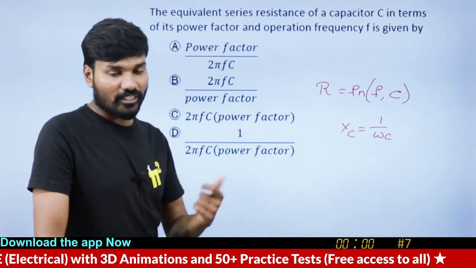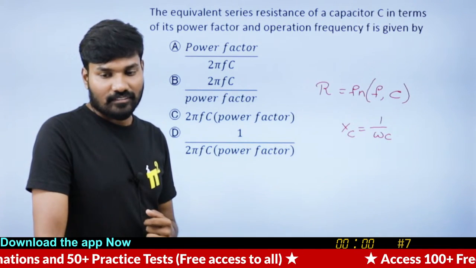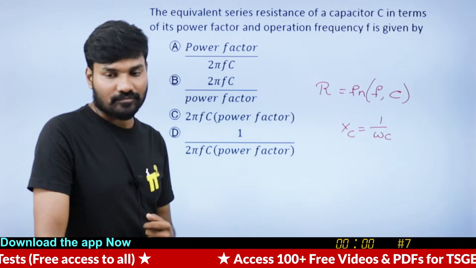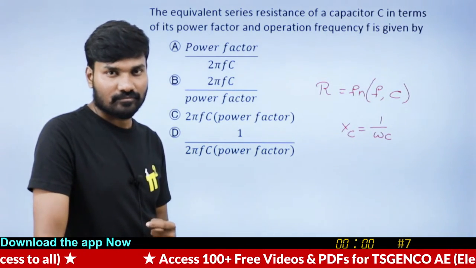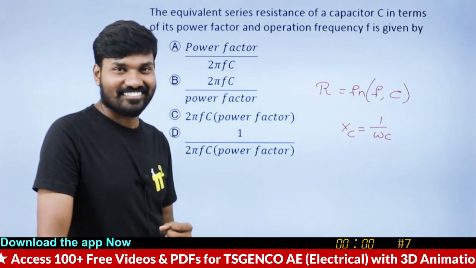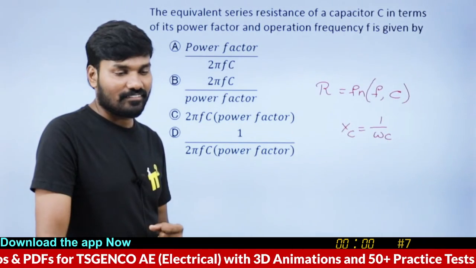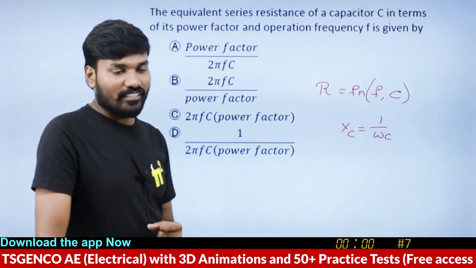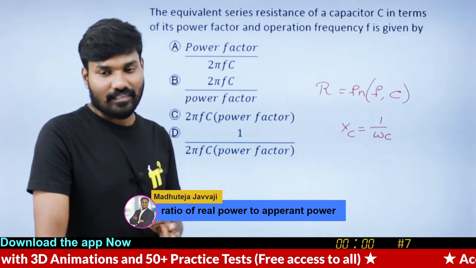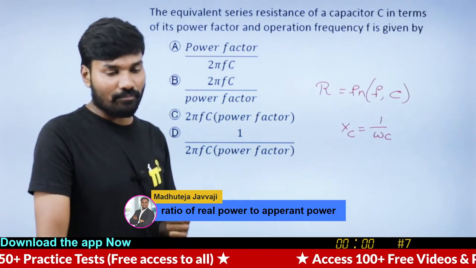Good. We already got the answer from Tritesh. Perfect, simple thing. Absolutely. For power factor, you should never just say it is cos phi. The way Madhu Teja is saying is absolutely right. It is the ratio of real power to apparent power.